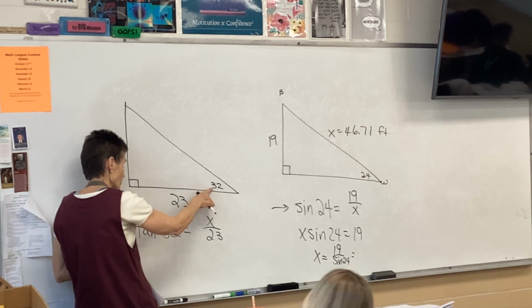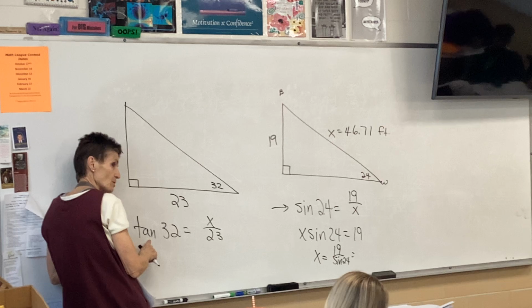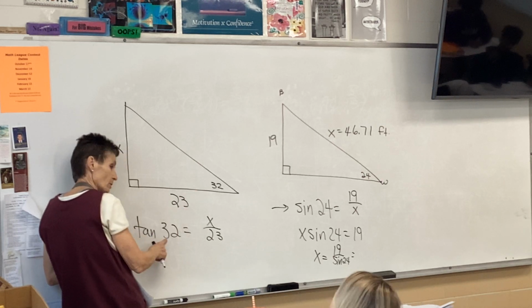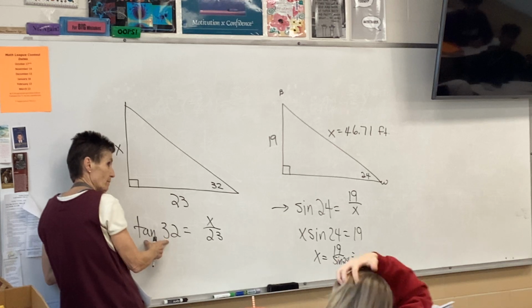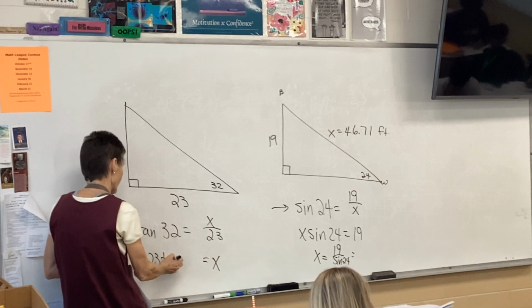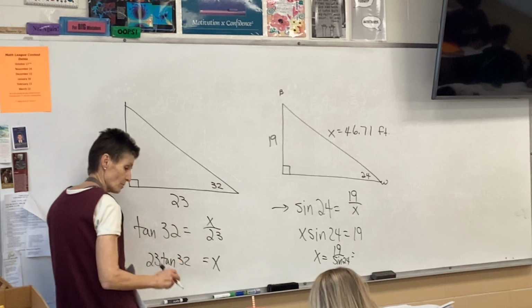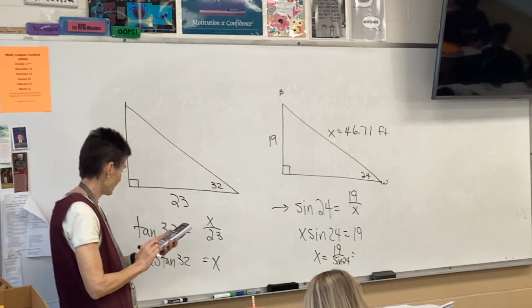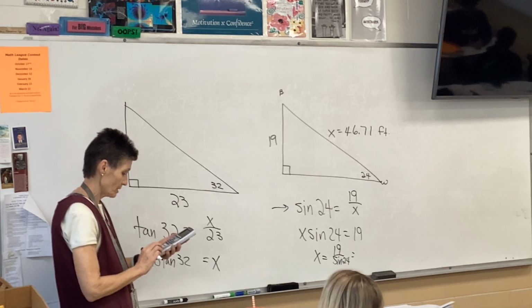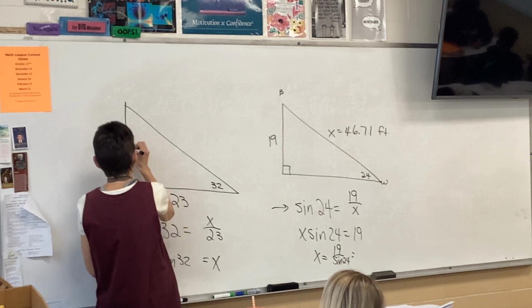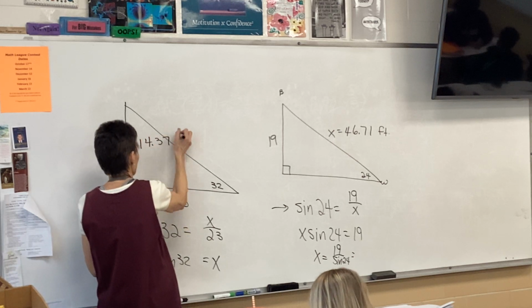Remember, the 32 is hooked to the tangent. The angle is always hooked to the function. So times by 23, and I'm done. That's the answer to the question, whatever that is. 23 tangent 32. I got 14.37 feet.